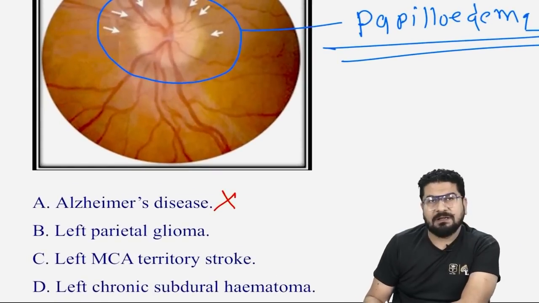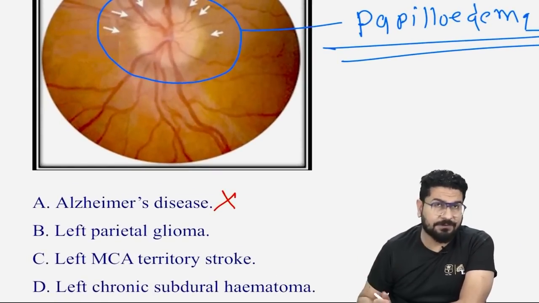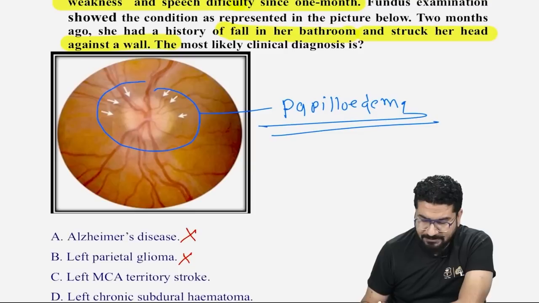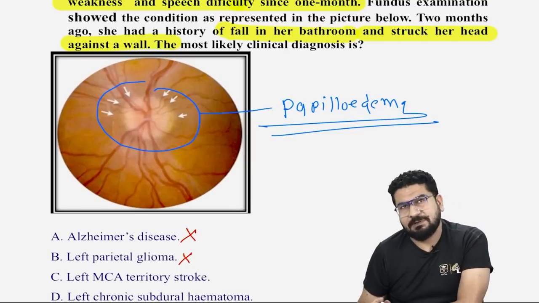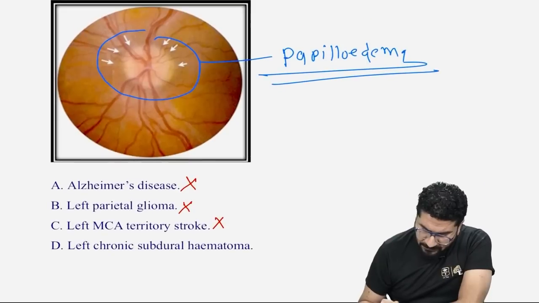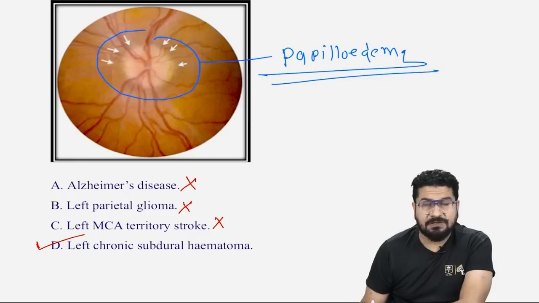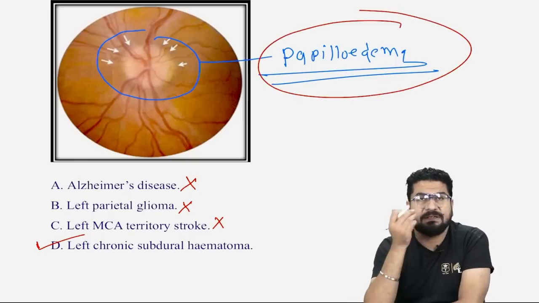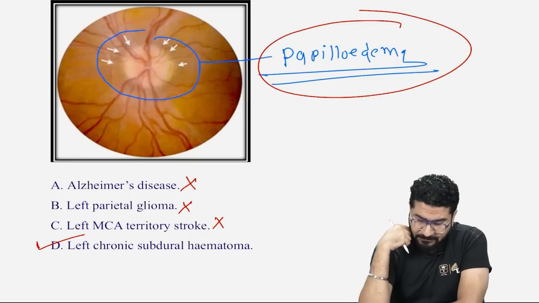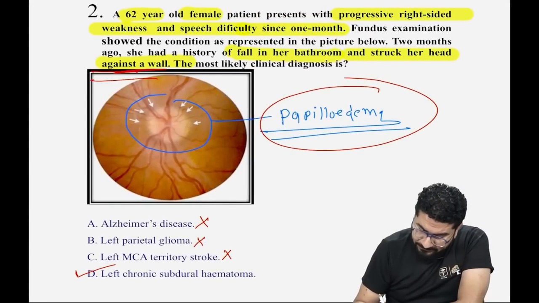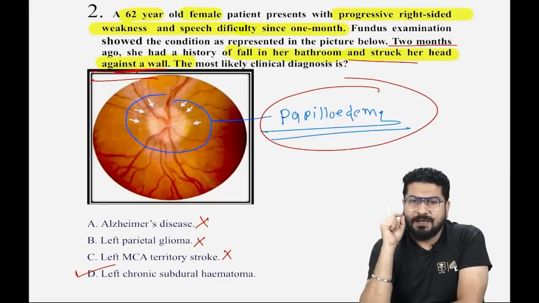Left parietal glioma will produce parietal lobe syndrome, so again, that is not the answer. Left MCA territory stroke could be possible, but it is very unlikely to produce papilledema. So this is a case of chronic subdural hematoma. In chronic subdural hematoma, the patient can develop papilledema and other symptoms like visual blurring and headache. These are the signs we see in this patient, because there is a history of fall almost 2 months ago. So this is a case of chronic subdural hematoma causing papilledema.